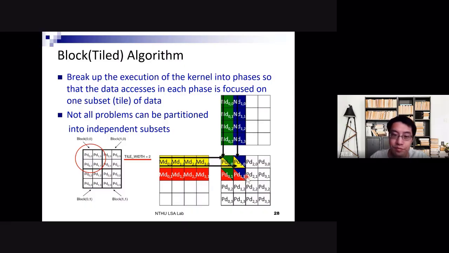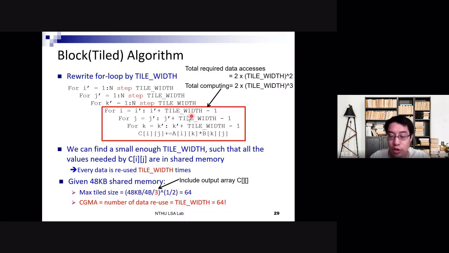Okay. And of course, in order to compute the whole matrix, we have several tiles, several blocks. So that's why we have the I plum, J plum, and K plum, right? To iterate through those tiles. Okay. So it's not too hard to understand, right?